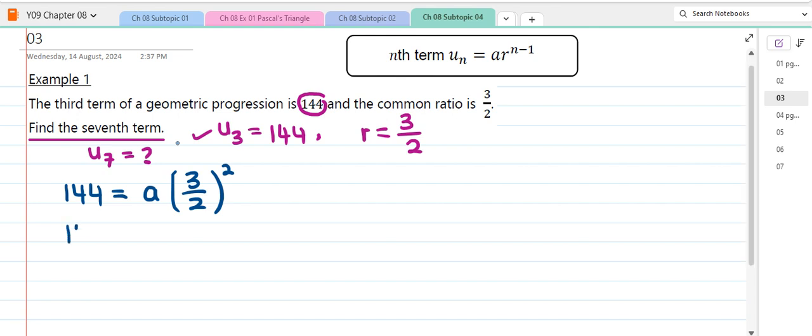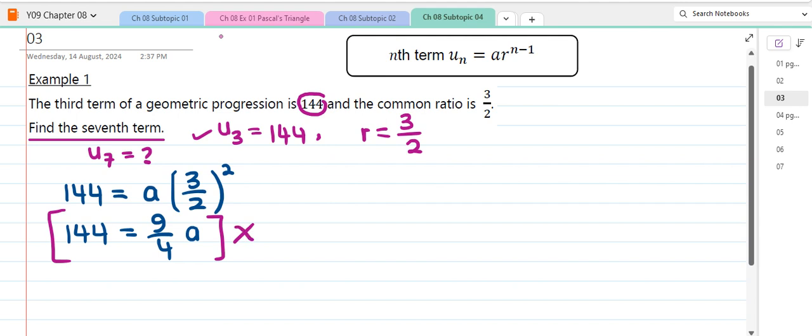So here, 144 equals 3 over 2 squared, which is 9 over 4, and next to it will be a. It's obvious that you have to move the 9 over 4 to the other side, so it will involve a division. What we're going to do now is divide by 9 over 4.